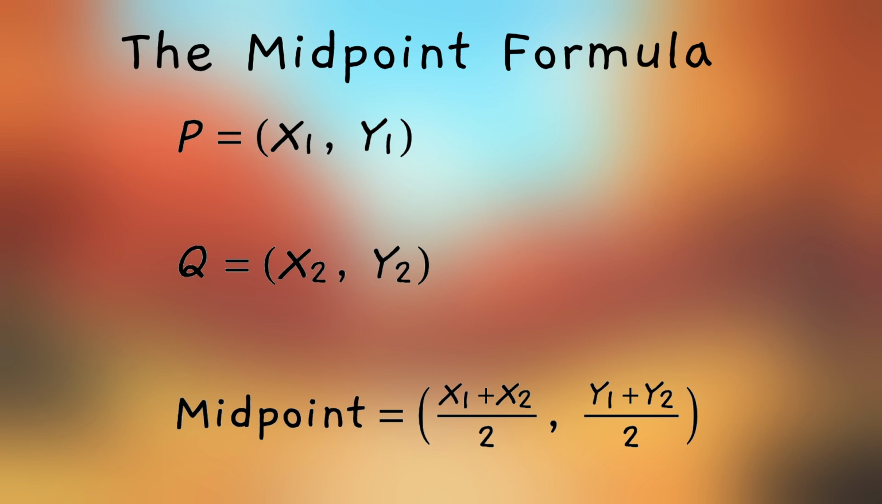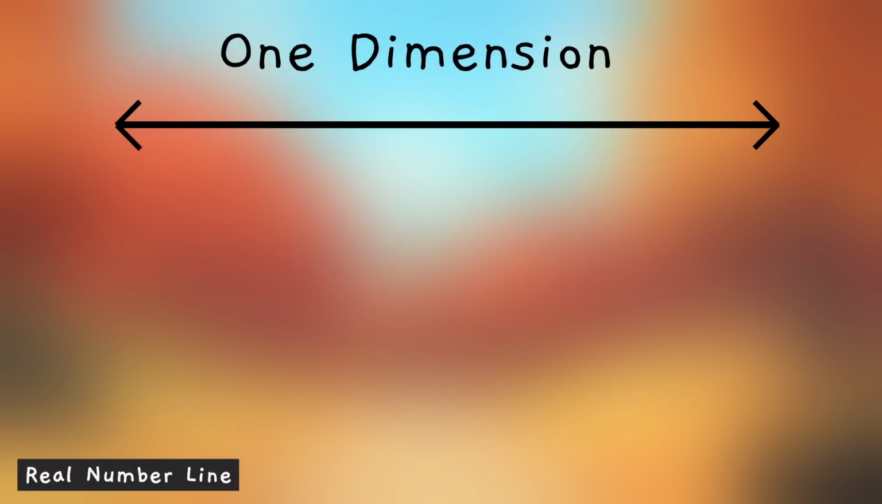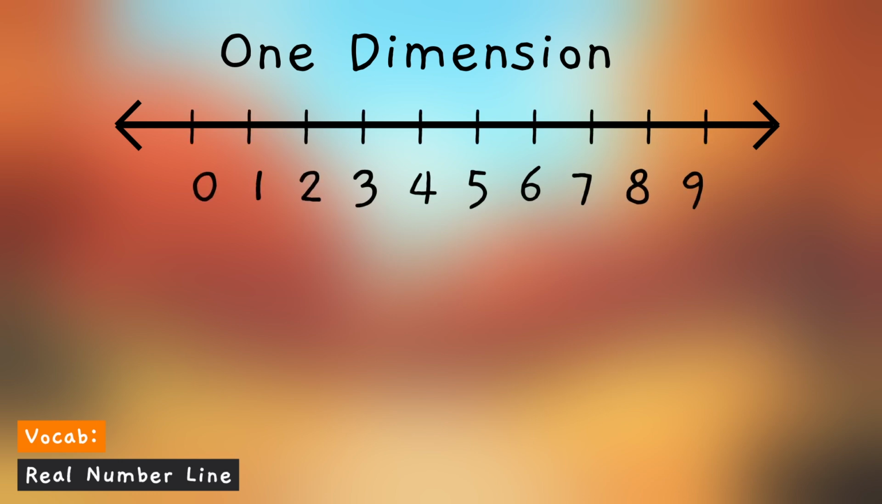And when you understand the idea behind the midpoint, that you're averaging coordinates, it allows you to do something that's really kind of fun. You can go into different dimensions. Let's start off with one-dimensional space. This is also known as the real number line. So let's go ahead and just label a few numbers. Suppose we want to find the number that's halfway between 2 and 9.